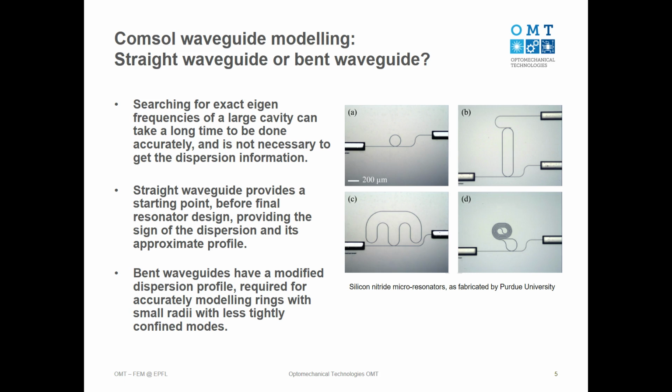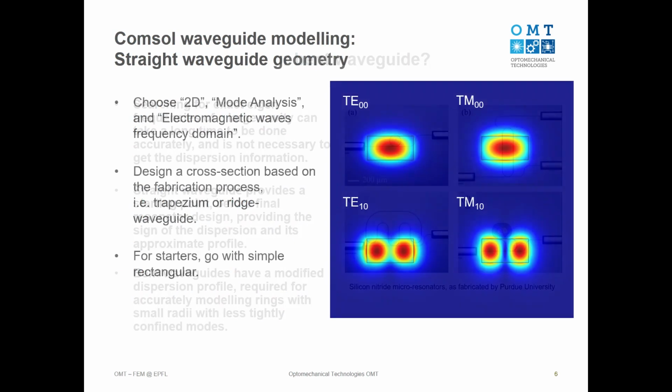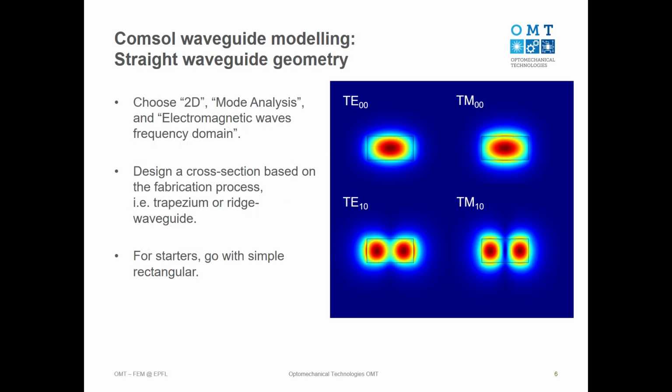Hiron before was doing whispering gallery mode eigenfrequency, which is finding the exact frequency of a mode given a mode number. And as he mentioned, that requires some iteration. It's very accurate, and it's actually not necessary for finding the broadband dispersion of a cavity. We can just do 2D mode analysis, for example.